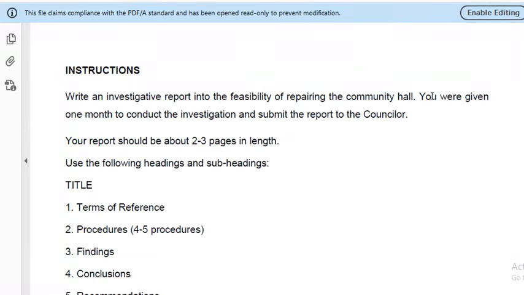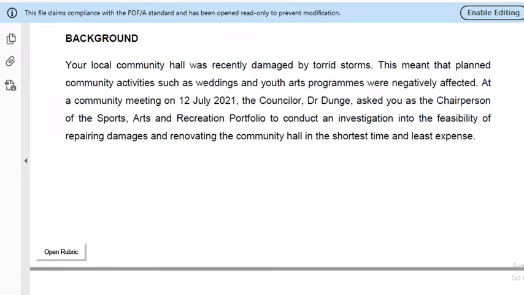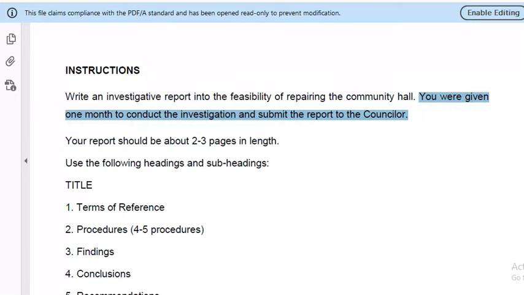This is another piece of information that you need to include there, by the terms of reference. You were given 1 month to conduct the investigation. From, is it 12th July? Let me see. From the 12th of July to 12th August. That is the following month. That makes it a 1 month period. Am I correct? Then who are you going to submit the report to? To Dr. Dunge, the Counsellor. Am I correct? Yes.